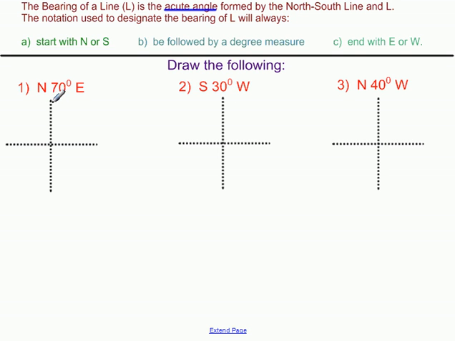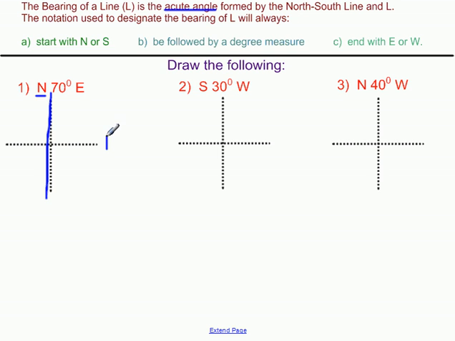So, the north-south line, if you're looking at example 1, is what I just highlighted in blue. So it's the acute angle measure from the north-south line in the direction east or west. Okay, so what we're doing here is you'd start with your north-south line based upon what you're given. Like in that example, it's north, so I'm going to start my north line, and it's going to be followed by an angle measure. So I have 70 degrees in the eastern direction.